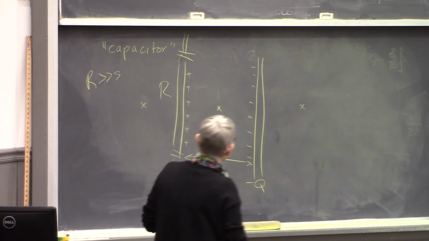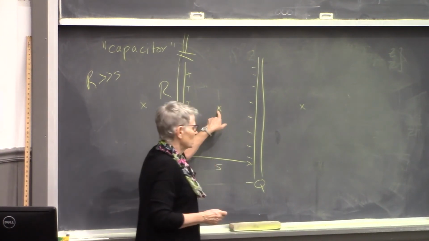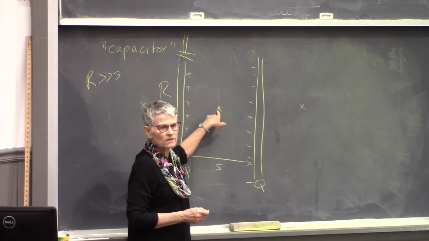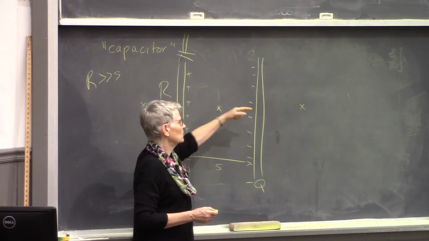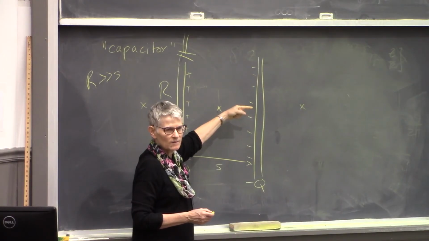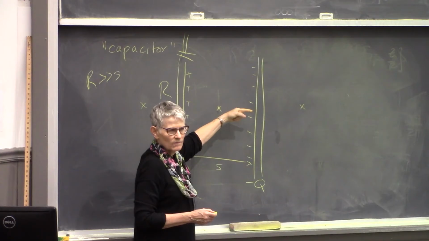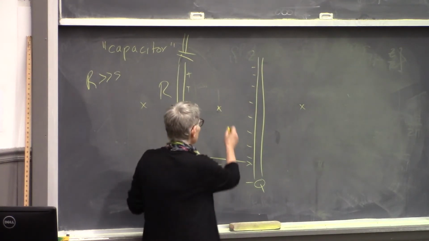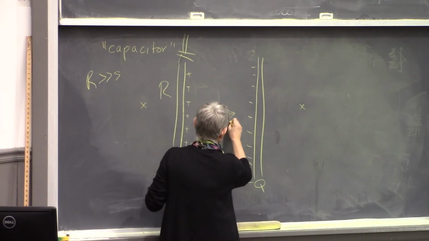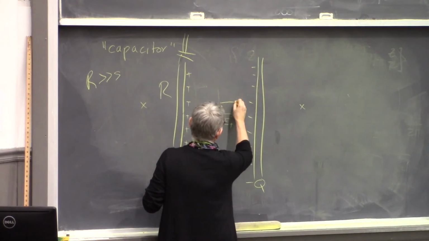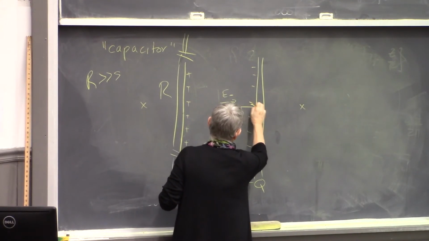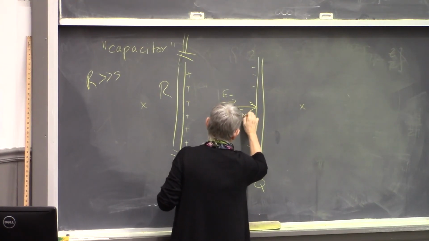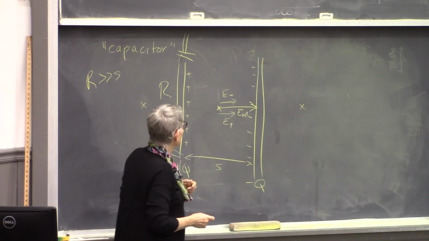Okay, so what should I draw at this location? What's the direction of the electric field? Okay, why does it go this way? So this plate contributes a field that way, and that plate also contributes a field that way, and so we have the net field going that way.